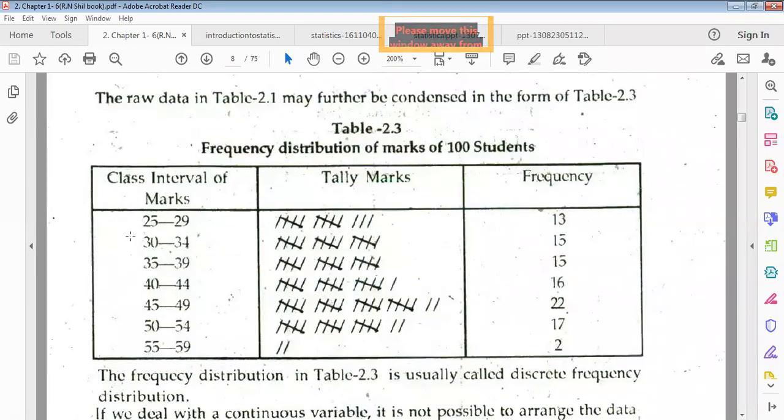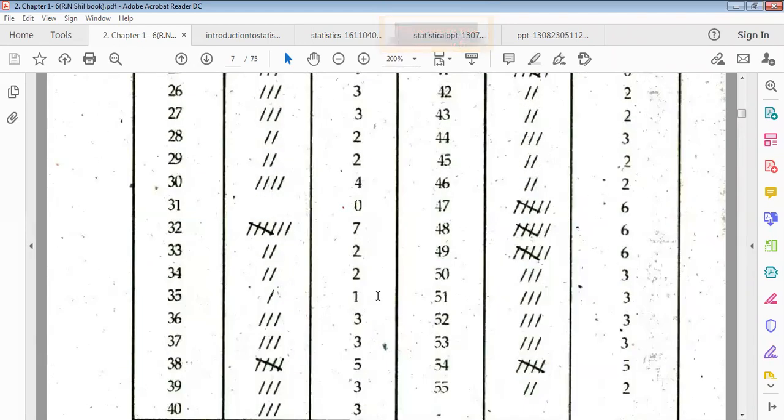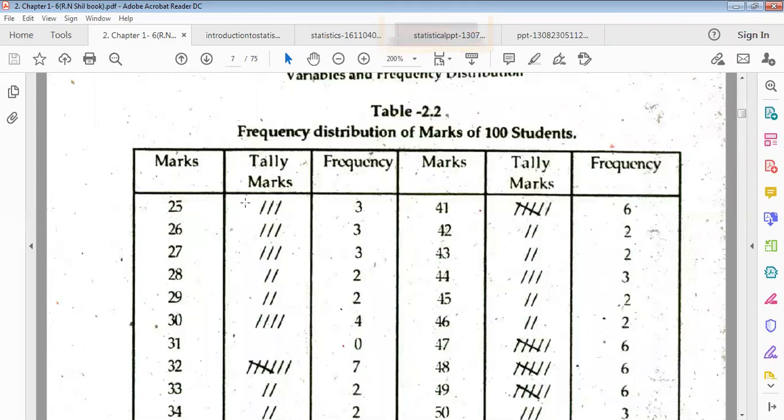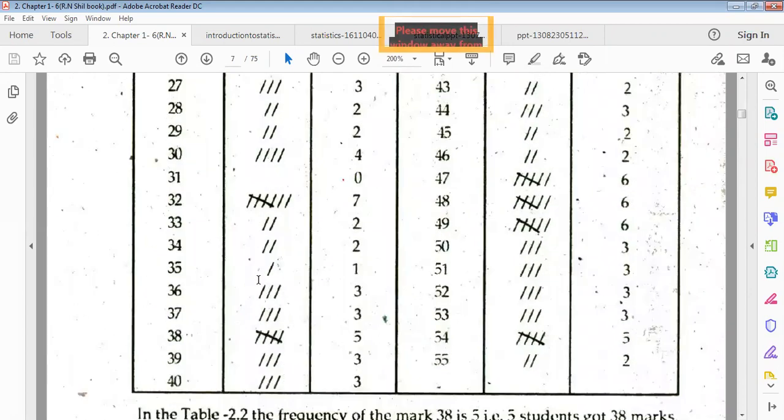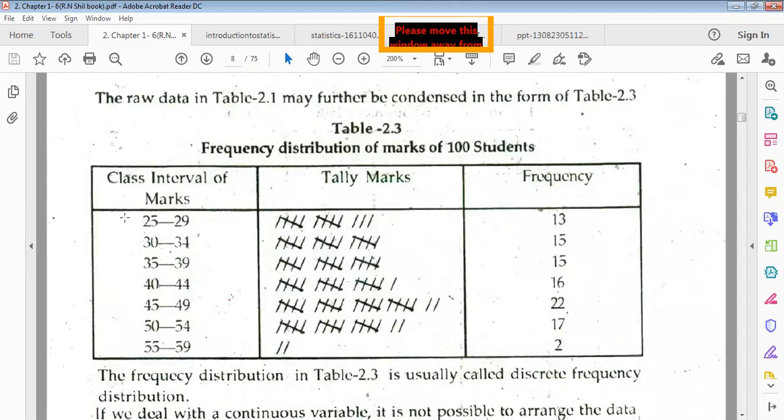Continuous data, understand? And this is called discrete data. Discrete data for the frequency distribution of marks of what? 100 students. This is the discrete data for a discrete variable. Now, this is the continuous data. Remember it. Class interval will represent continuous data. Remember it.